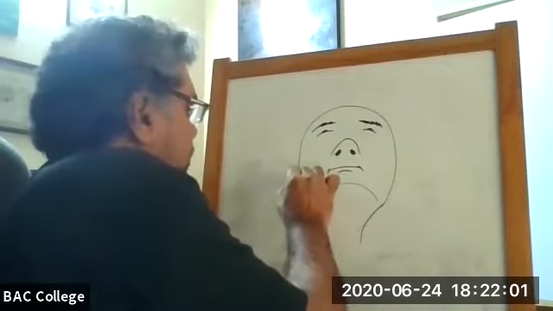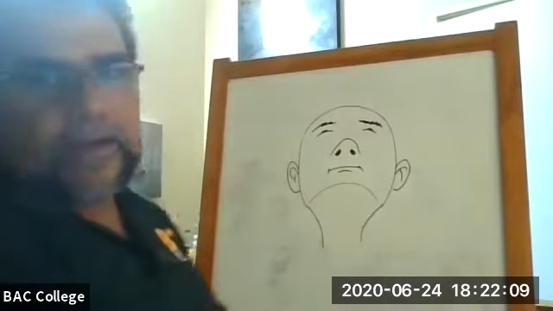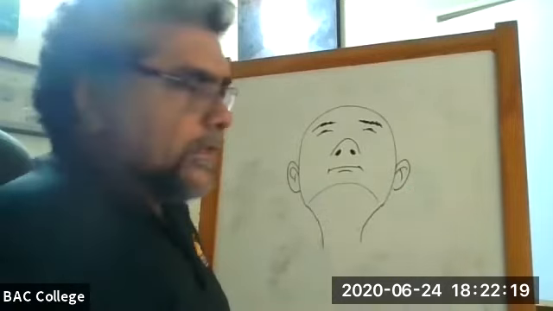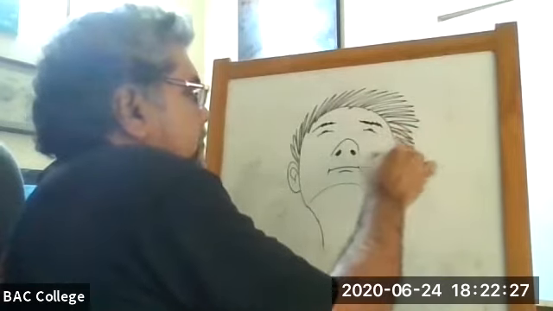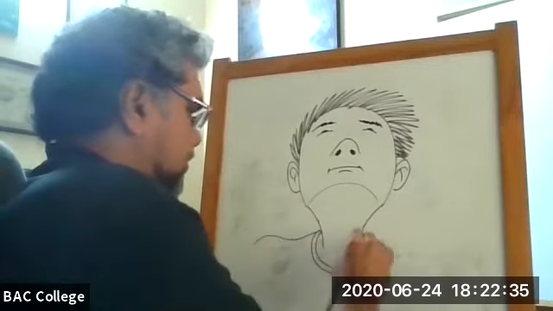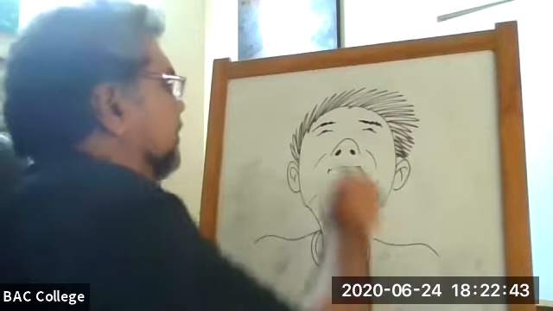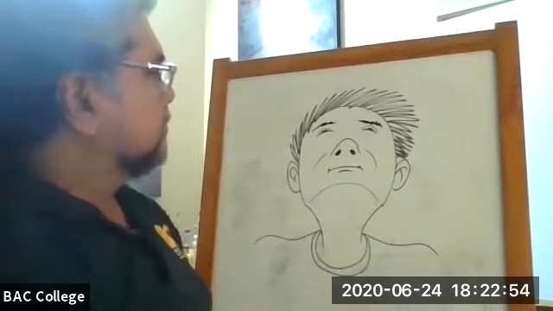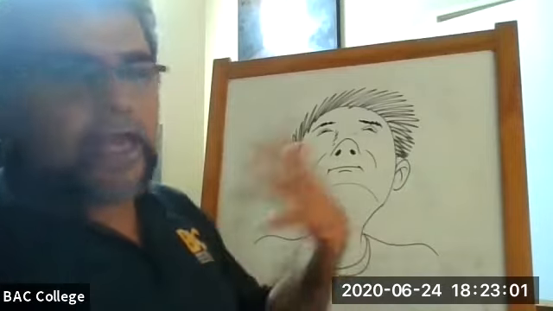The ears will be lower because it's looking upwards, so it will not be the same as where the eyes are, because it's tilted this way, so the ears will be lower. And then you can get the hair, and then the neck like that. If you want a line here, you can. If you want to complete the eyes, you can. You can put another line over the eyeball. And if you want some lines over there, you can. So this is someone looking up.